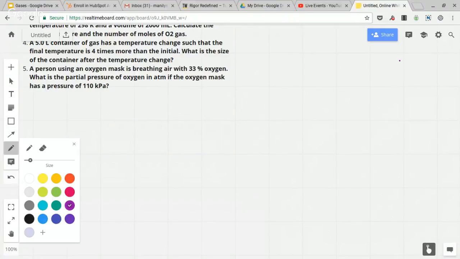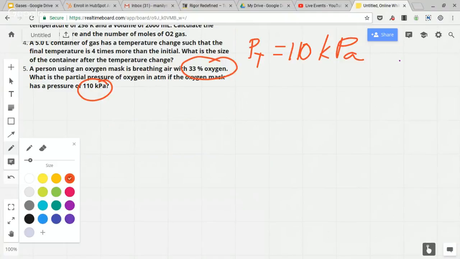So basically, you're just given very few values. You have 33% oxygen and the total pressure of the mask is 110 kilopascal. So you're given PT of 110 kilopascal and you're given percent of O2 in the mask, which is 33%. What is the partial pressure of O2?